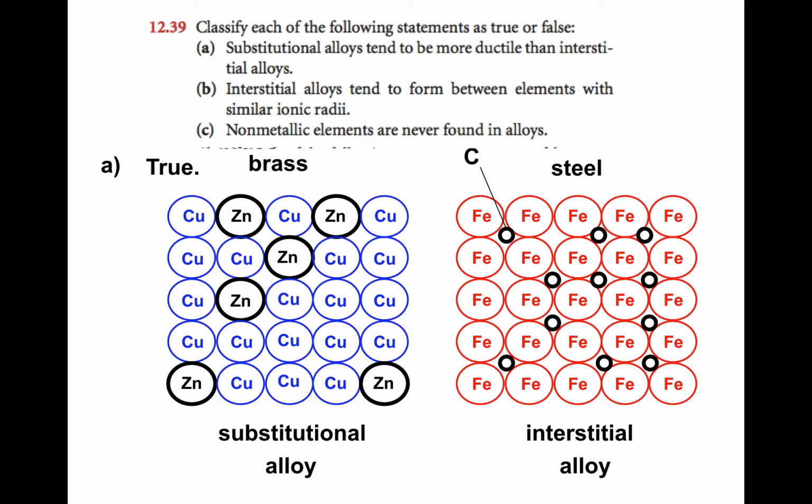Interstitial alloys tend to form between elements with similar ionic radius. That's false. No, you need much smaller atoms to fit in the gaps between the irons. Non-metallic elements are never found in alloys. Well, no, that's not true, right? So, like with steel, we've got carbon in the gaps between the irons.